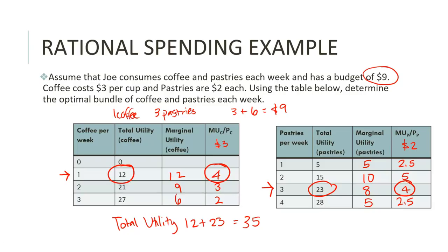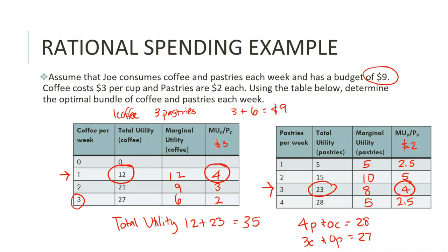And if we looked at all of the affordable combinations, we would see that we can't get a higher number than this. So other combinations that he can afford would be 4 pastries and then 0 coffee. This is going to give him total utility of 28. He could afford 3 coffees and 0 pastries. This would give him a total utility of 27.